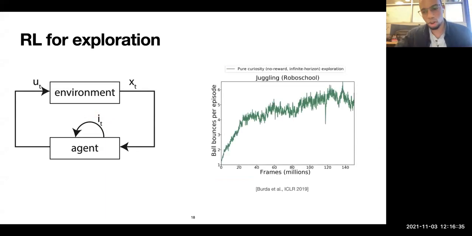And this has been explored before in reinforcement learning. So here we have this study from ICLR 2019, where they trained artificial agents using purely curiosity-based rewards. And here their measure of exploration is the number of times that an agent can juggle a ball. And you can see here that training a reinforcement learning agent using purely curiosity-based rewards does lead to exploration, as you can see on this figure here. As the agent gets more and more data, it is able to juggle the ball more and more times.